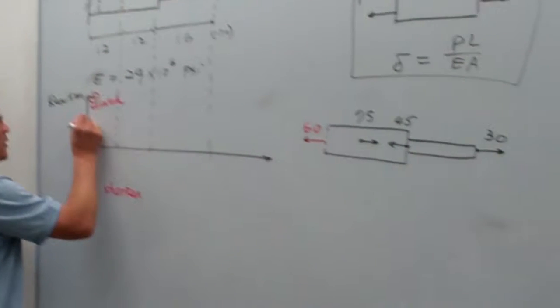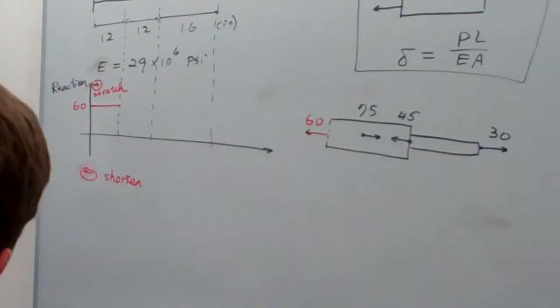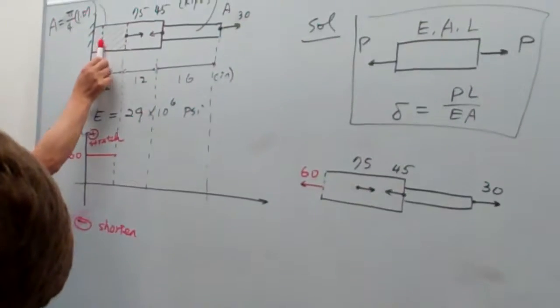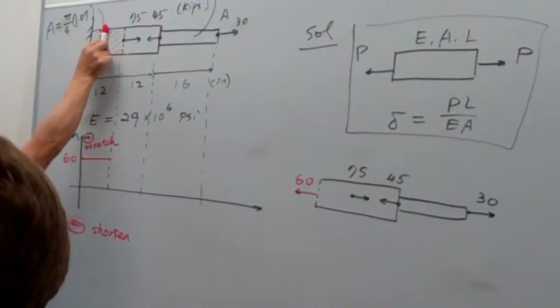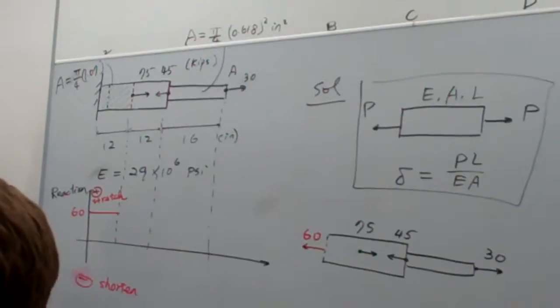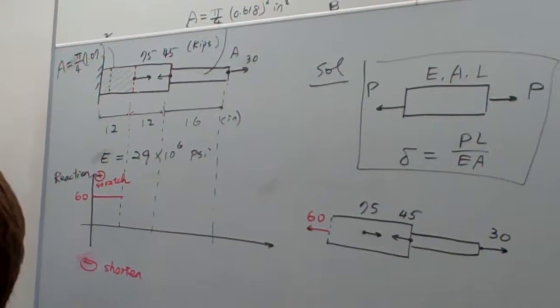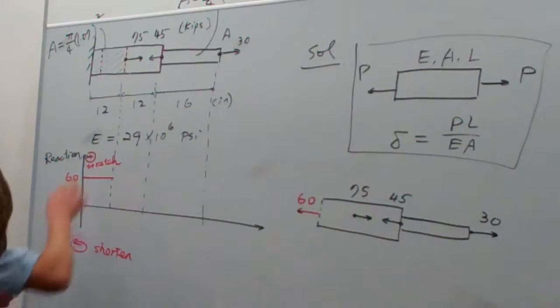Let me label that one here. 60. It doesn't matter which sections we pick, as long as that section is within this portion, these always apply. So the constant 60 everywhere in this section. And now we move on to the next one.